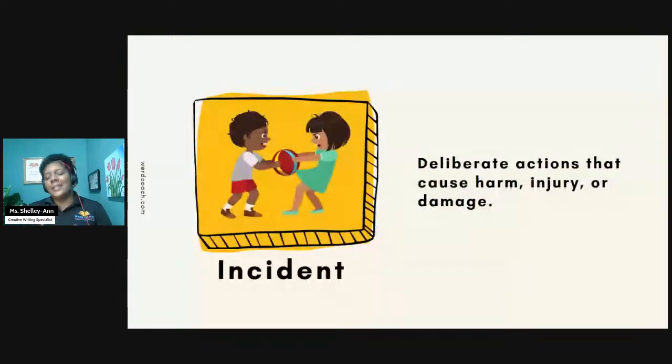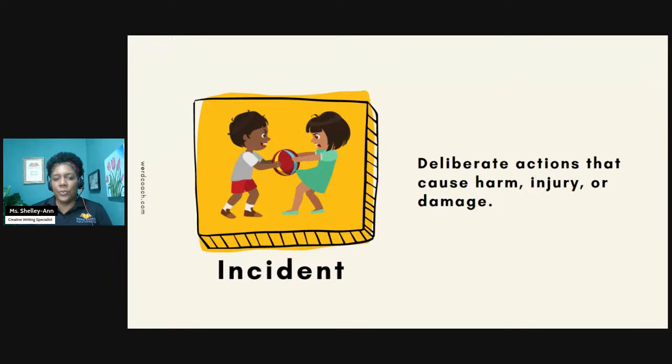So we're starting with incident reports. Now, of course, this is one of the more popular types of reports, and it is one of the ones that many students sort of gravitate toward because it's fairly easy to understand and identify.